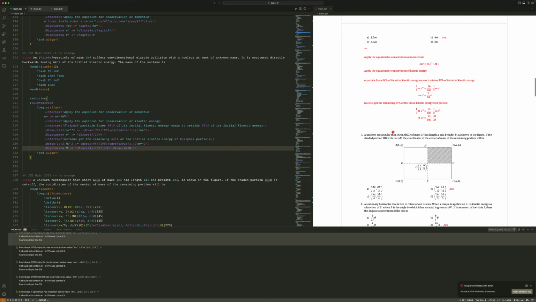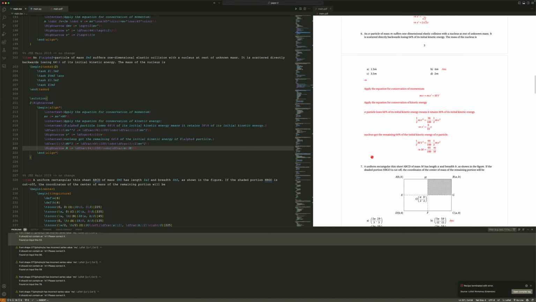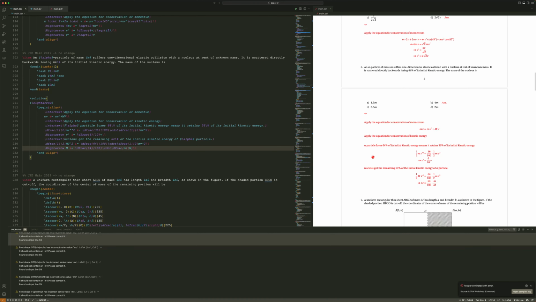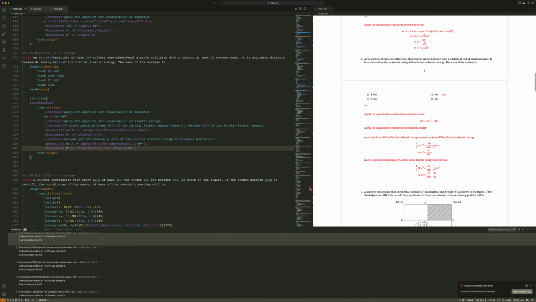So yeah, as you can see, it's suggesting capital M is equal to 64 by. No, it's wrong, man. How can you cancel this out? This is a complete blunder. We have to find the square root, and it just messed up the whole thing.